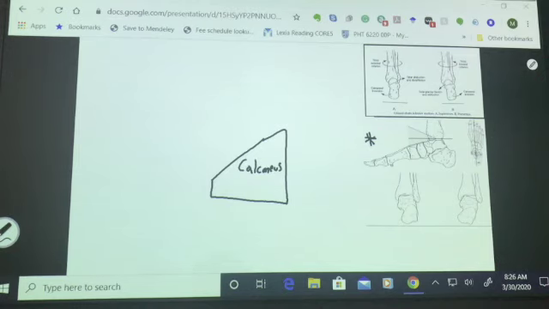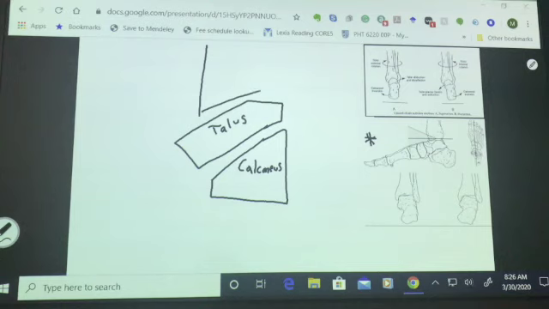Calcaneus. Talus. And this is going to be my tibia. So obviously we're looking at the medial side here. Now, again, there's the ground.